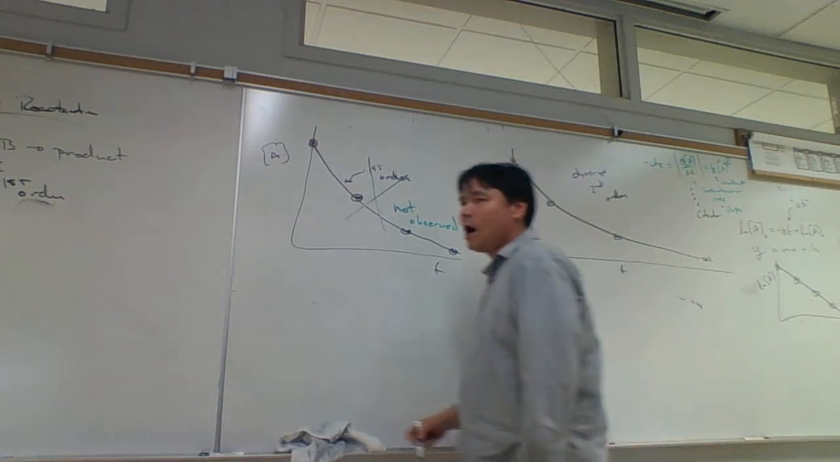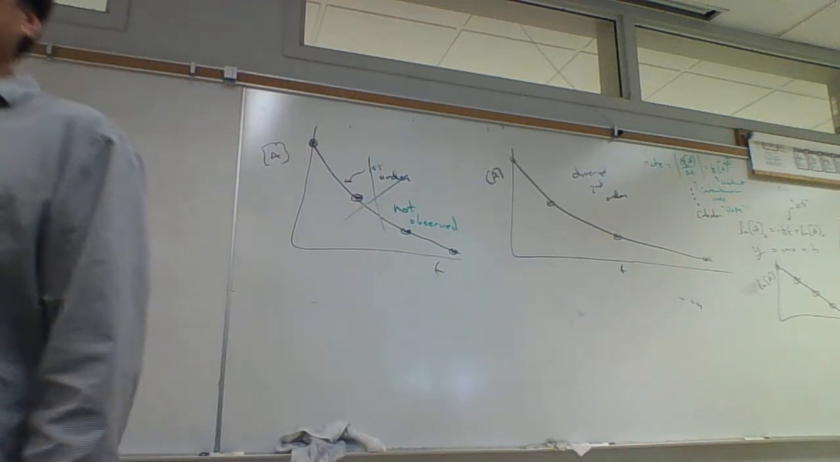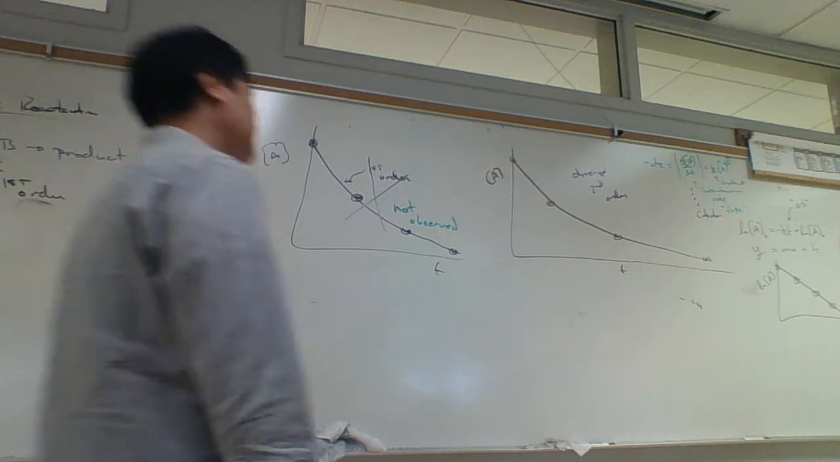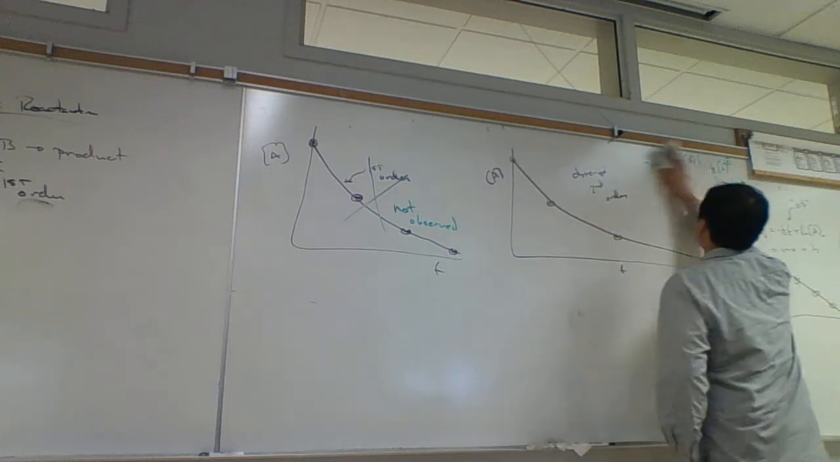Then the question is why? Why do we observe second order and not first order? I mean, it's first order in A. I'm telling you it's first order in A. But why is second order observed? Is it because of its reaction with B? It's because of its reaction with B, because, well, I'm making an assumption here.